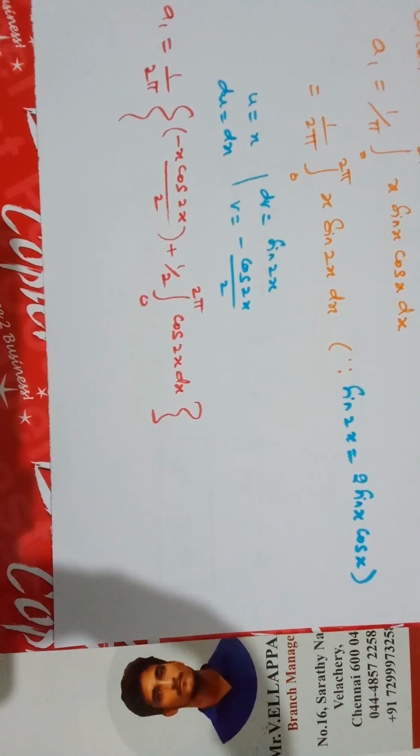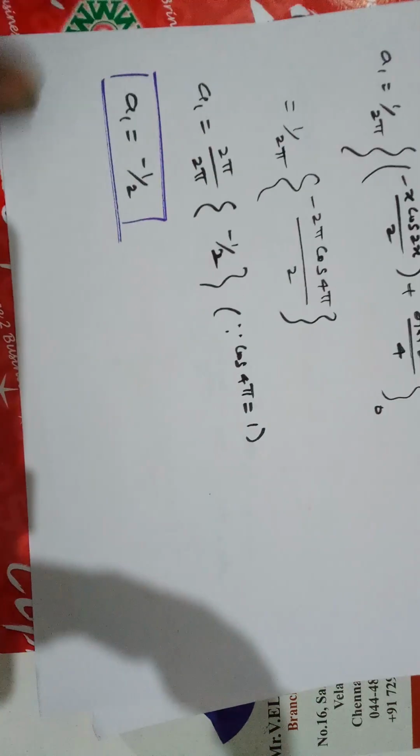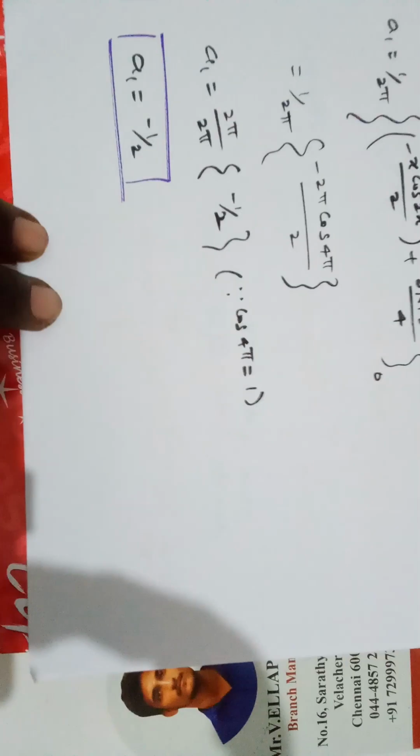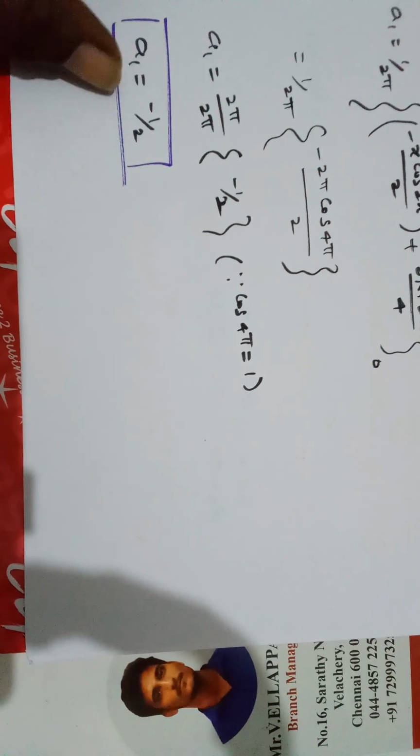So u equals x, dv equals sin 2x. Substituting integration by parts, a1 equals 1 by 2 pi, minus x cos 2x by 2 plus 1 by 2, integral 0 to 2 pi of cos 2x dx. Isn't it? Now a1 equals 1 by pi, minus 2 pi cos 4 pi by 2 after substituting the upper limit. What about the lower limit? Both terms become 0. So the 2 pi cancels. Cos 4 pi will be 1. It will be minus 1 by 2. So a1 equals minus 1 by 2.